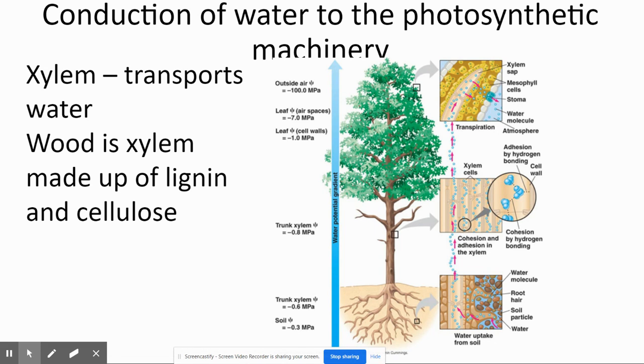And actually, wood is xylem, and it's made of lignin and cellulose, right? So that's what wood's made of. But xylem actually transports the water, and wood is basically xylem. If you look real closely, wood is just a series of small straws, which is what it's showing you right here. This is a longitudinal section of wood. You can see there's just a series of really small straws.